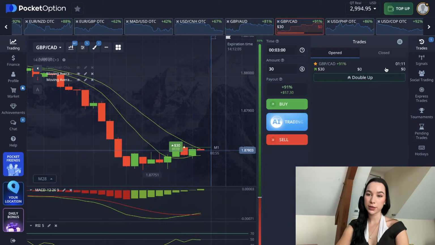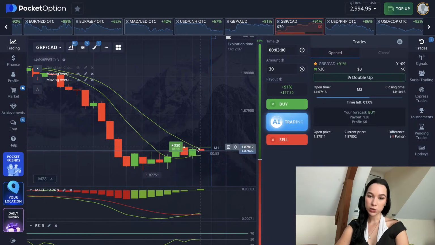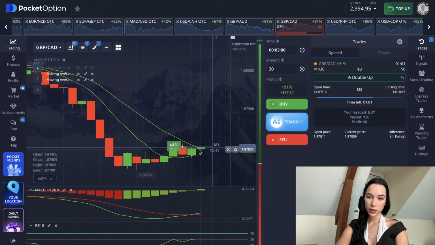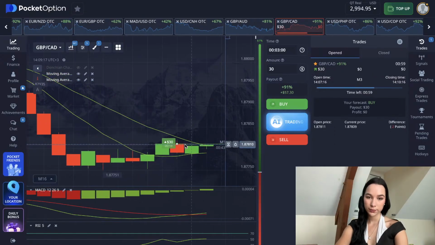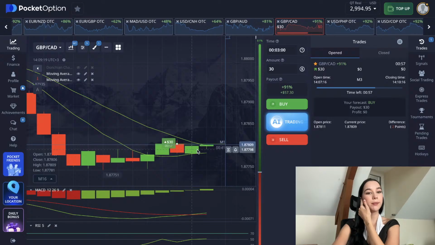But right now it's 1 minute and 10 seconds. It's already pretty close to our entry point. As you can see, just minus 10 points of difference between open price and current price. And now it's reversed again. I think we're gonna be in the plus here.